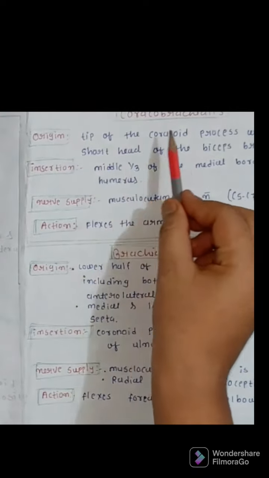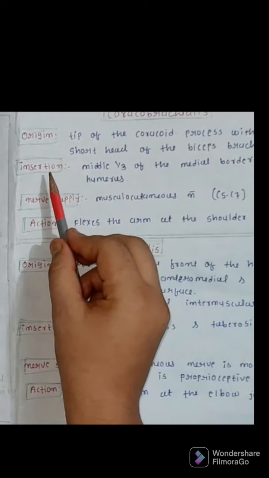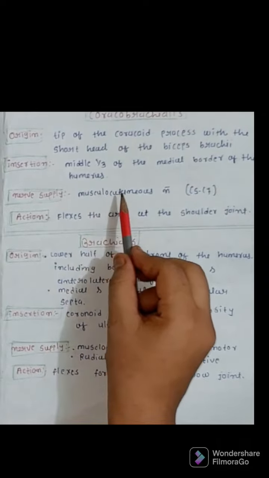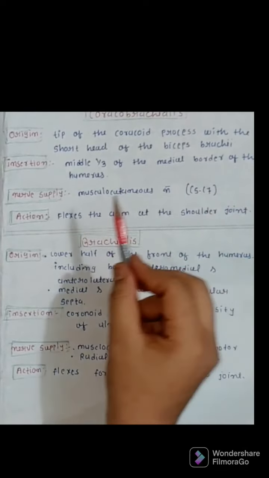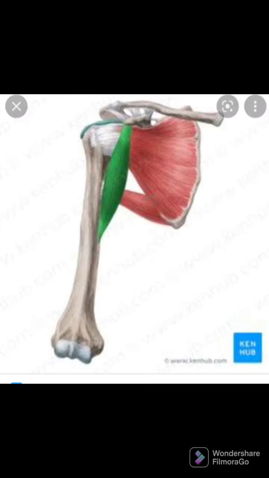Coracobrachialis. Origin: tip of the coracoid process with the short head of the biceps brachii. Insertion: medial one-third of the medial border of the humerus. Nerve supply: musculocutaneous nerve, C5 to C7. Action: flexes the arm at the shoulder. In this diagram, you can see the origin and insertion of the coracobrachialis muscle.